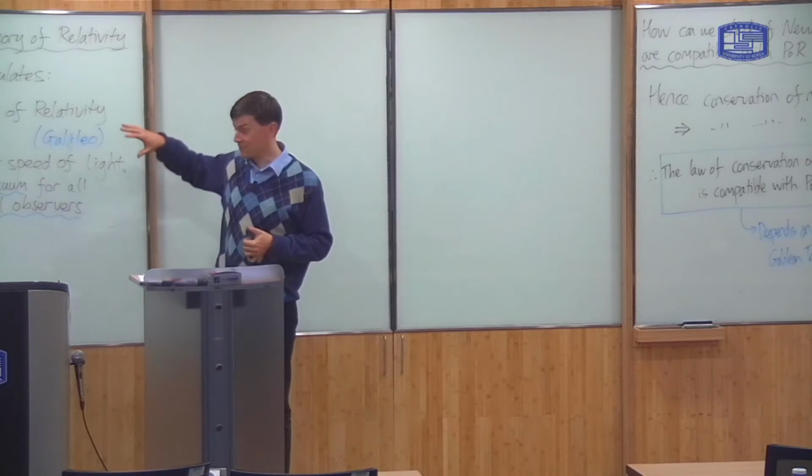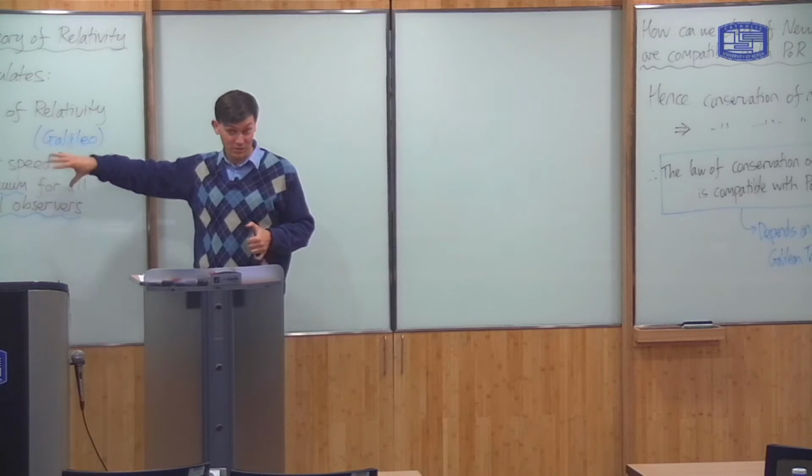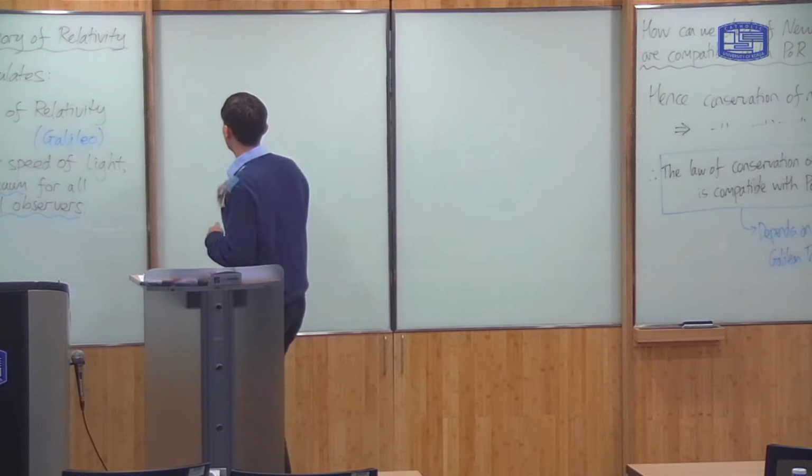Okay, so that's all I want to say about the principle of relativity. So next I'm going to talk about the second postulate, the constant speed of light. So what does that mean?